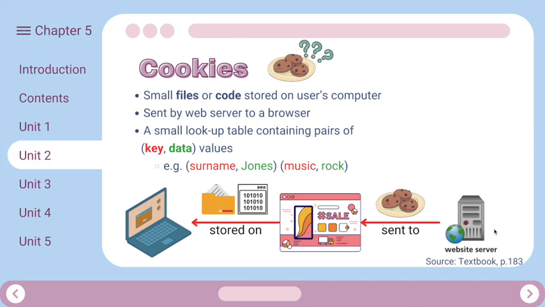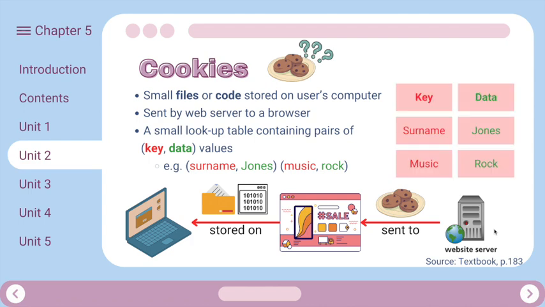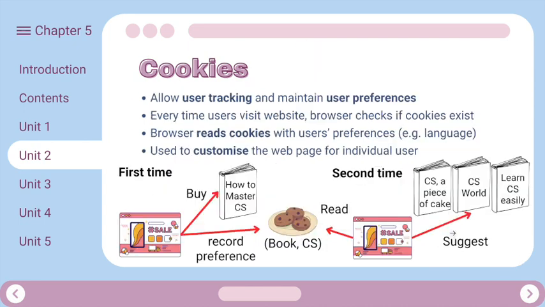It's not the cookies we eat in real life. They are small files or code stored on our computers. They are sent by a web server to a browser. Each cookie is a small lookup table containing pairs of key and data values. For example, surname, Jones, means the user's surname is Jones. Another example, music, rock, means the music type is rock. Cookies allow user tracking and maintain user preferences.